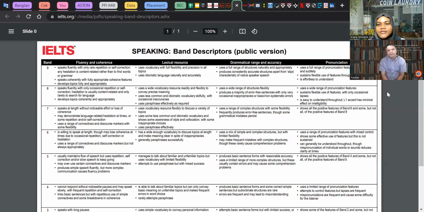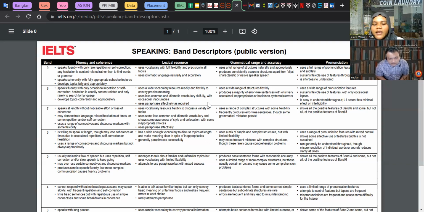Okay, so the last two are grammatical range and accuracy, as well as pronunciation. In grammatical range, you need to use a range of complex structures with some flexibility, as well as frequently produce error-free sentences, though some grammatical mistakes persist. This means that the use of good grammar will be a good point for you, without having too many grammar errors in your speaking.